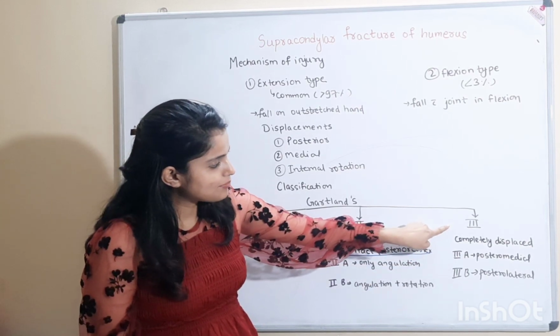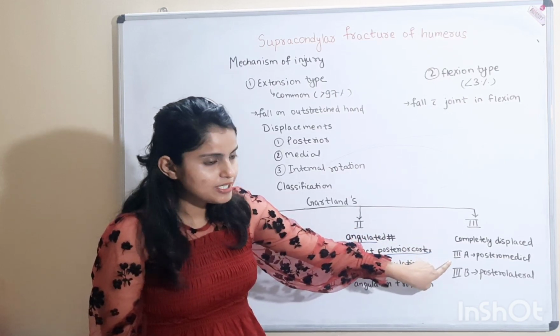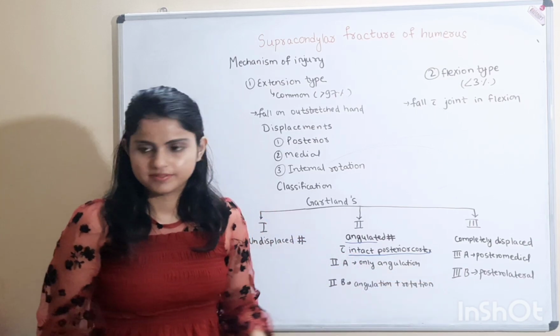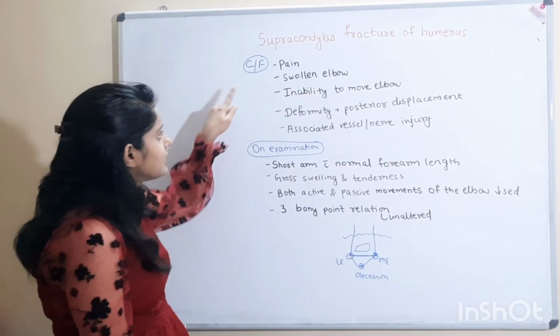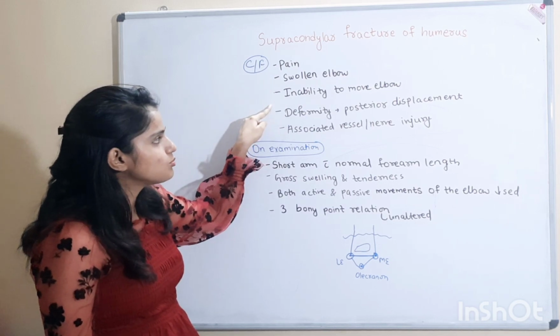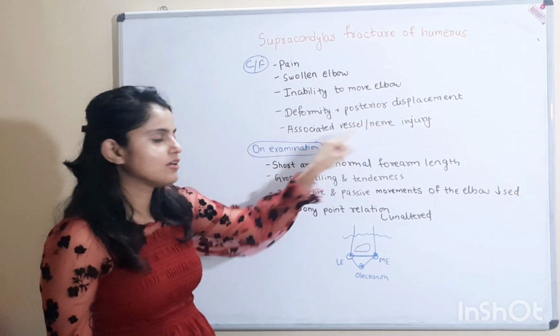In type 3, there is completely displaced fracture. Type 3A, posterior medially displaced, and 3B, posterior laterally displaced. On clinical features, there will be pain, swollen elbow, inability to move elbow, and deformity. There will be posterior displacement, associated vessel and nerve injury.